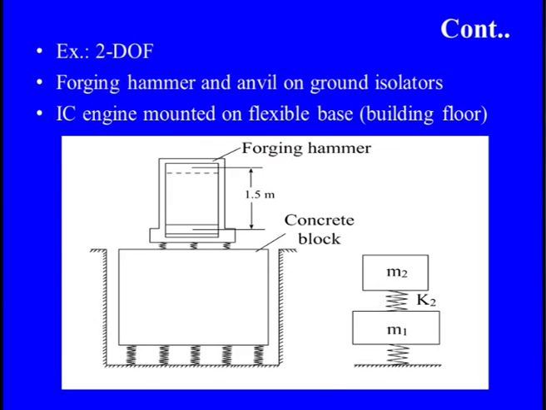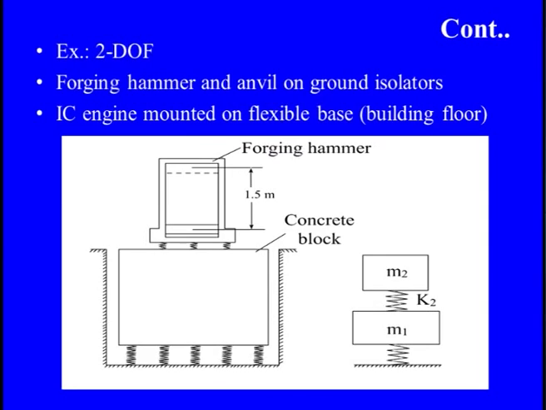So, as you can see on your screen, we have the hammer and the anvil. The forging hammer is there, and you can see the clear relation between the surface contacts, which we are representing by the springs at the concrete block and the hammer itself. And we can apply a similar concept to the IC engine, which is mounted on the flexible base. The IC engine is representing 1 degree, and we have a base over which the entire system is rotating, which is another degree of freedom.